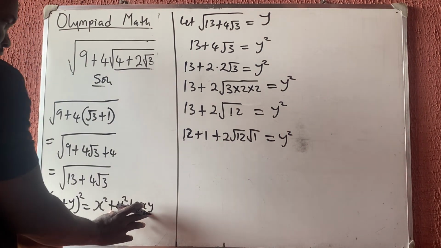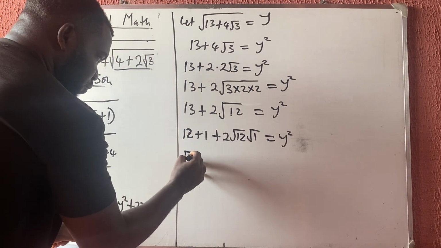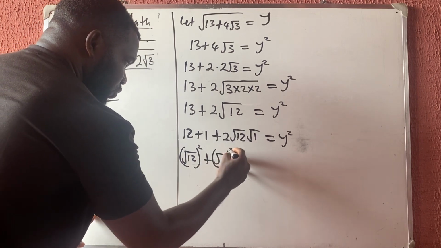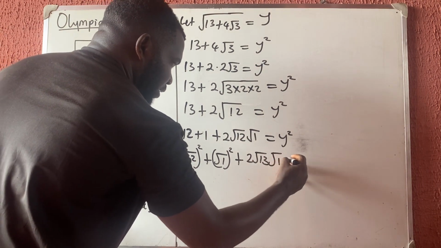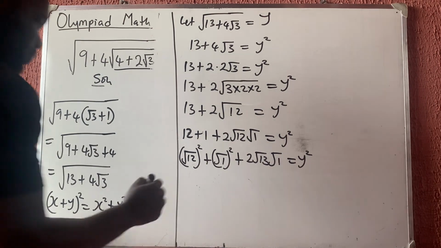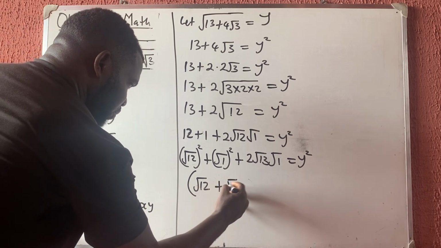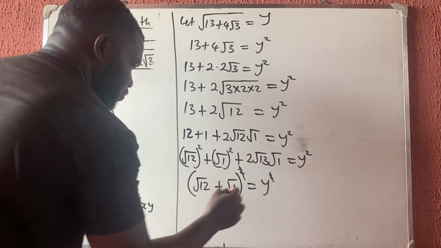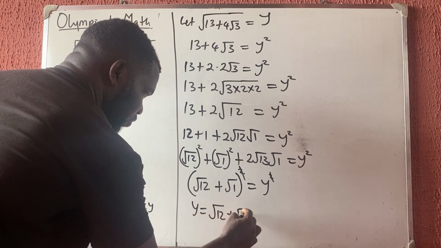So since it's looking like this, it means the square. So let us put them inside square. It becomes the square root of 12 all squared plus the square root of 1 all squared, plus 2 the square root of 12 the square root of 1, is equal to y squared. So what do we have? This is now looking exactly like this. So this thing is supposed to mean the square root of 12 plus the square root of 1 all squared is equal to y squared. So if square takes care of squares, I'm having that my y is simply the square root of 12 plus the square root of 1.